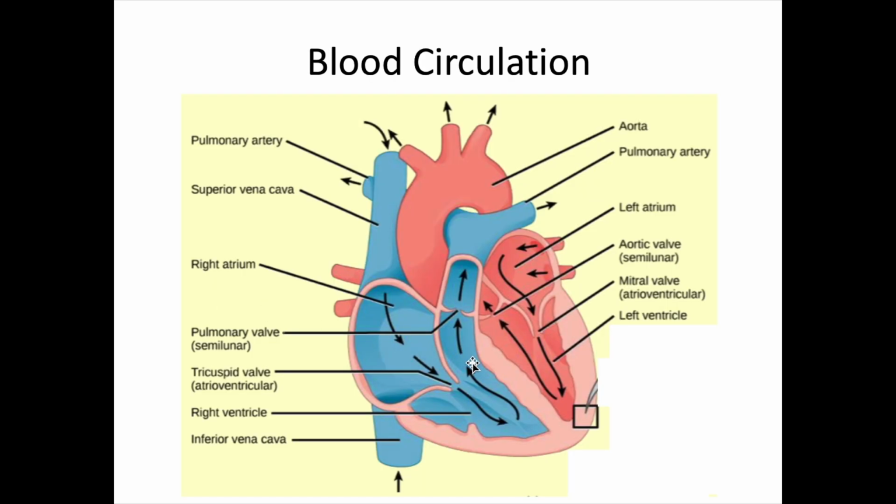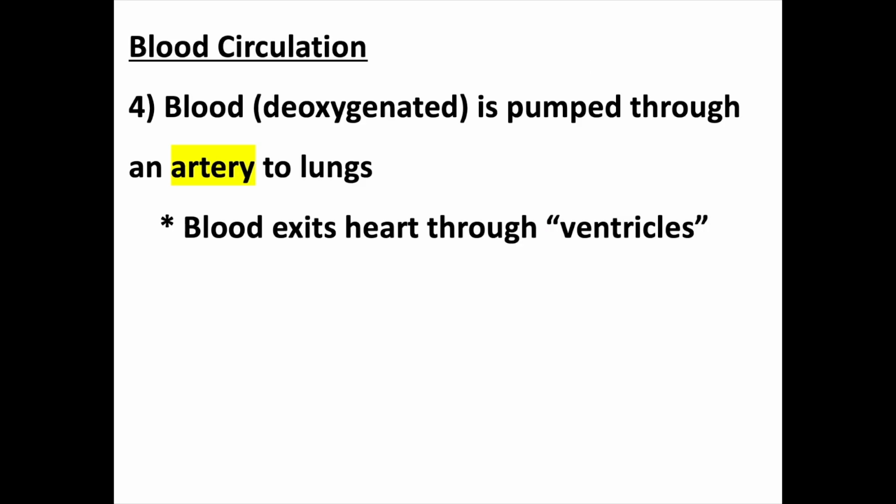Now, in the right ventricle, this blood is going to be pumped out of the heart and toward the lungs where it can acquire oxygen. So blood, just a reminder, still deoxygenated, pumped through an artery to the lungs. So we defined a vein as being something that leads to the heart. An artery is the opposite. Let me read. The key term says an artery is a blood vessel that takes blood away from the heart. And yep, it goes to the lungs.